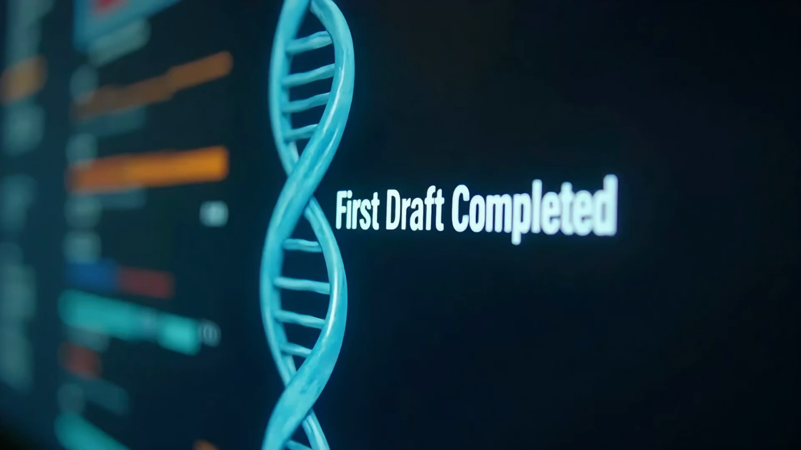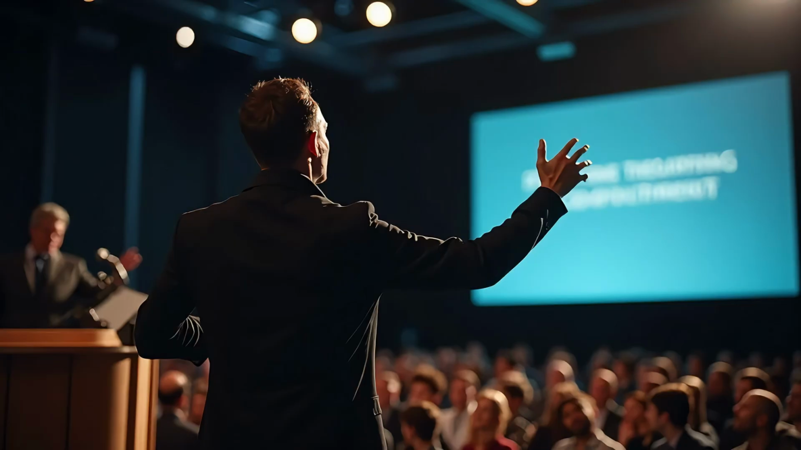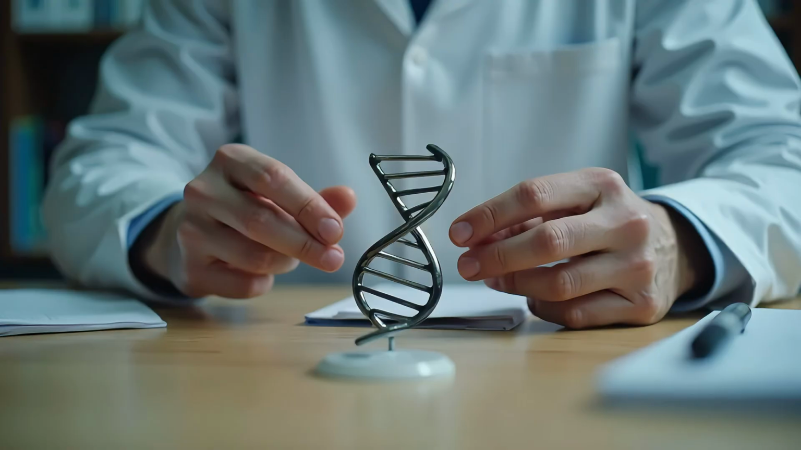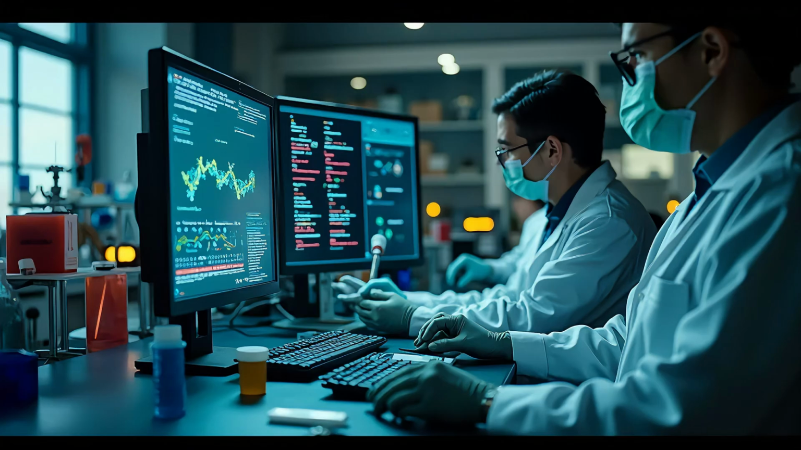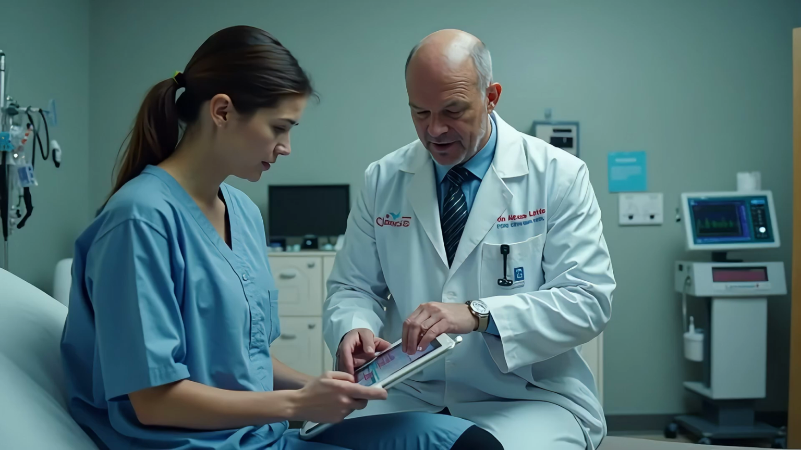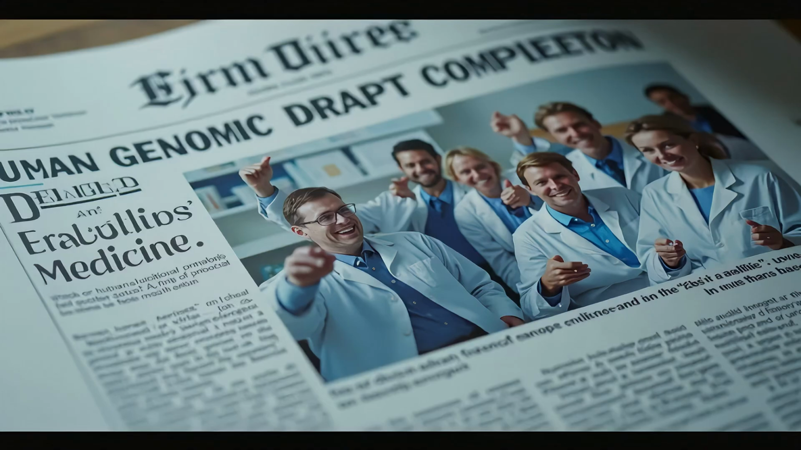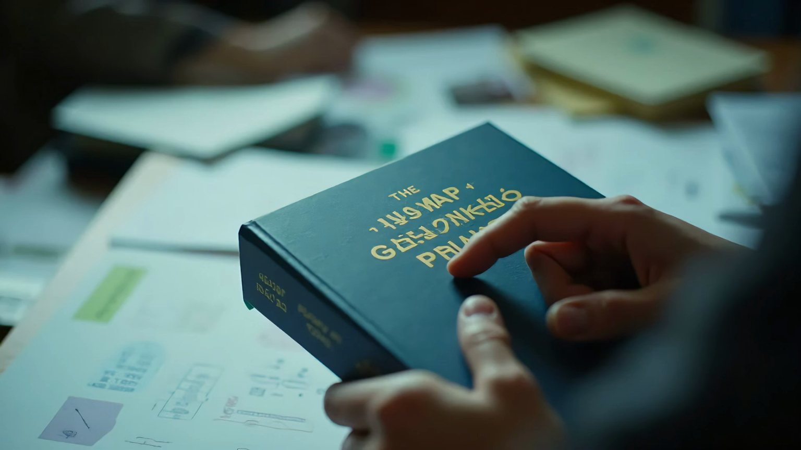Achievements despite challenges. Despite the conflicts, the completion of the first draft of the human genome was announced in 2003, marking a historic milestone. This breakthrough revolutionized the understanding of genetic disorders such as cancer and autism, and paved the way for personalized medicine.